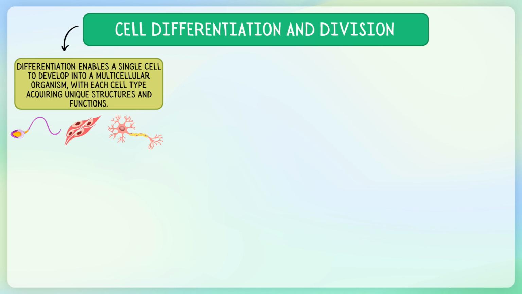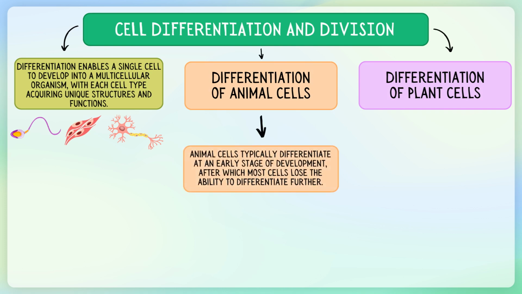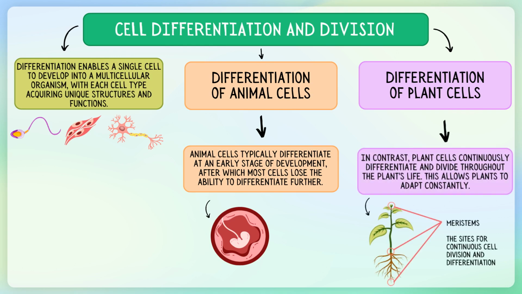We also distinguished between the differentiation patterns in animal and plant cells. We learned that animal cells typically differentiate at an early stage of development. After this, most cells lose the ability to differentiate any further. In contrast, plant cells continuously differentiate and divide throughout the plant's life. This ongoing differentiation allows plants to grow and adapt continuously, forming new tissues and organs as needed.